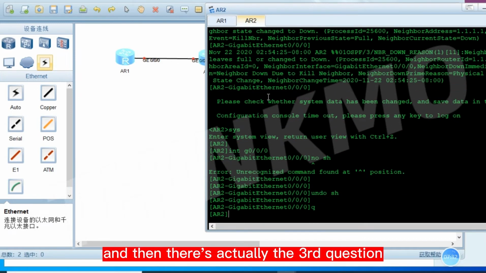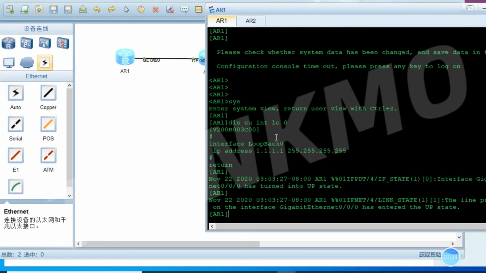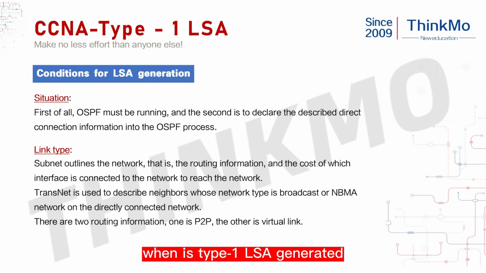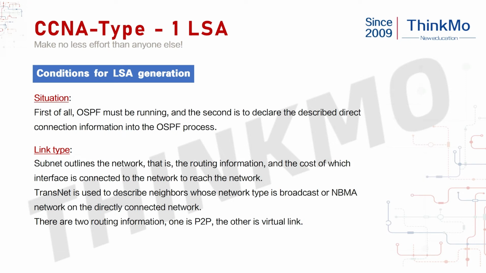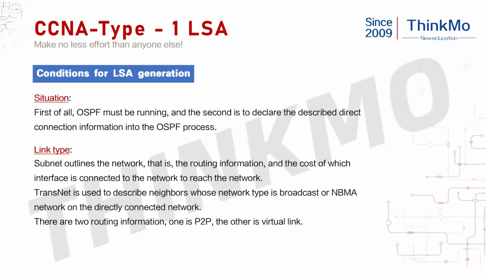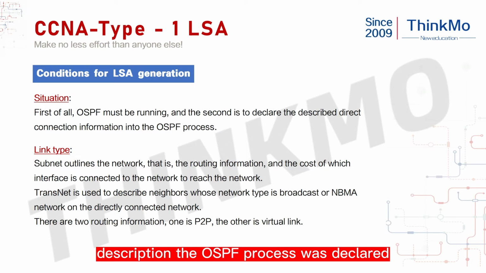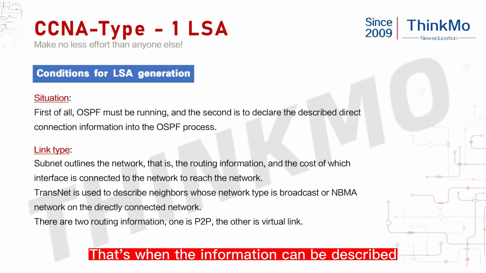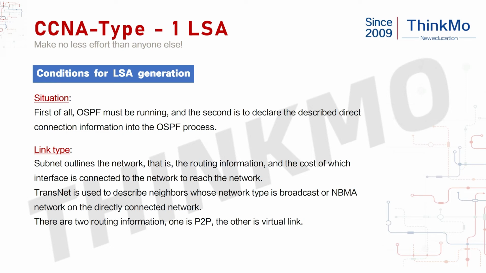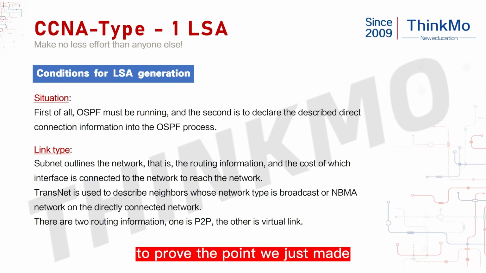And then there's actually the third question: when is a type-1 LSA generated? The first condition is that OSPF must be running. The second is to describe the direct link information. Once the OSPF process is declared on the interface, that's when the information can be described. This link was not enabled just now, to prove the point we just made.